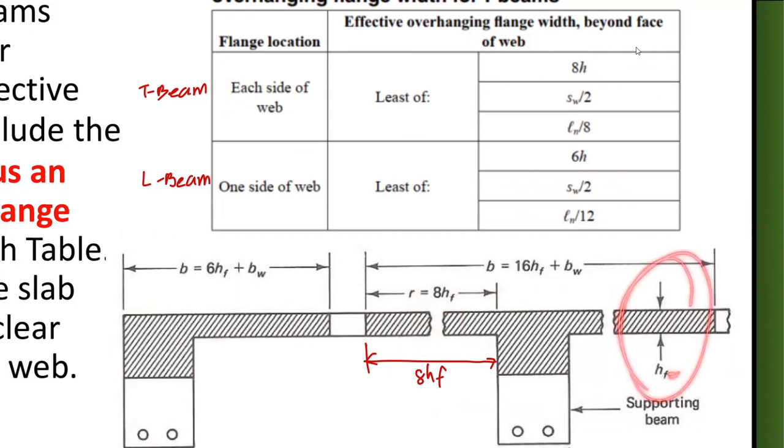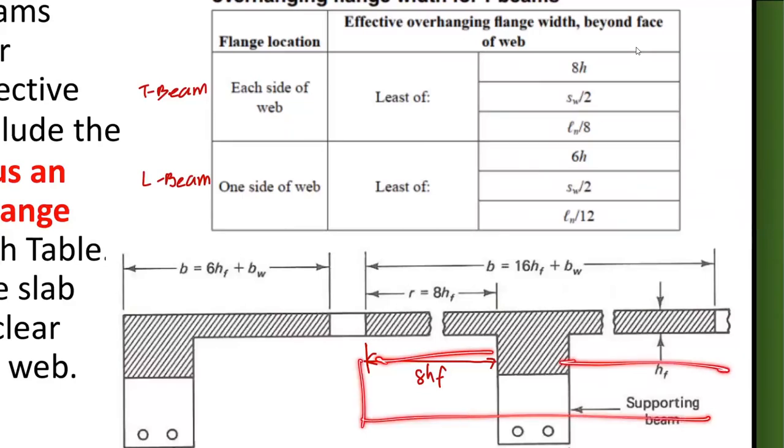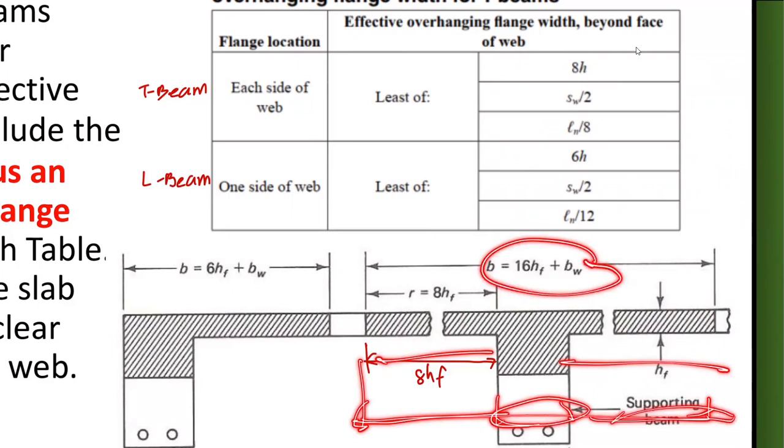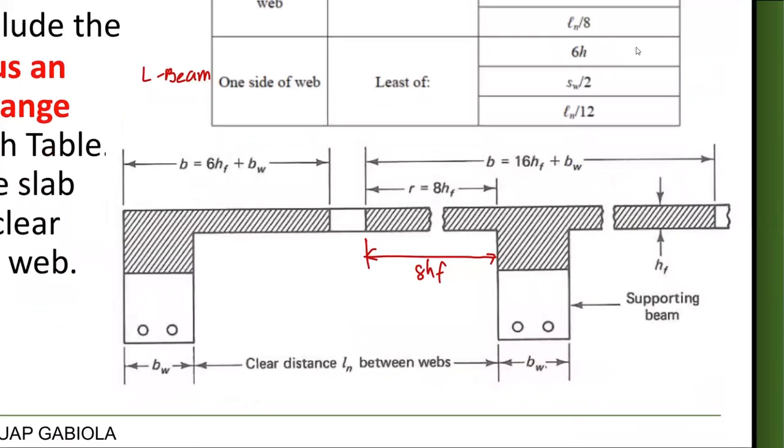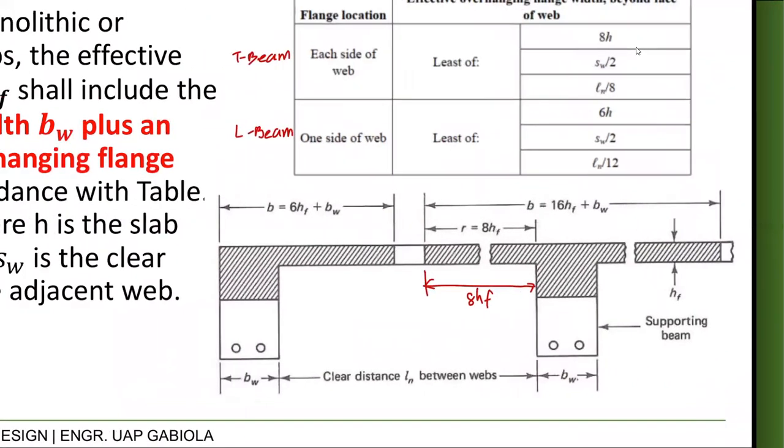Okay? Kapag meron ka sa one side and then the other side, ang pinaka full distance niyan will be 8HF, BW, and then 8HF for a total of 16HF plus BW. Okay? Then for the other value, yung SW over 2, SW is yung center to center distance ng web natin. Dito sa figure, it's not represented, pero yan. Okay? So, that is SW.